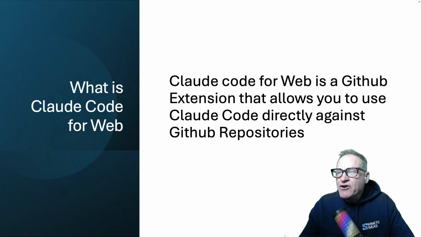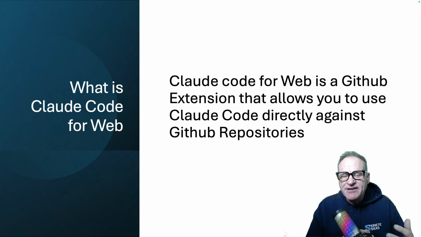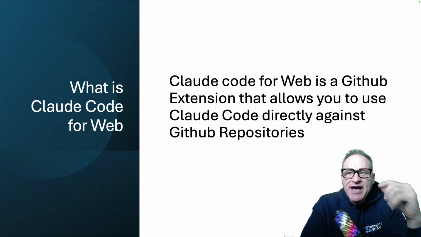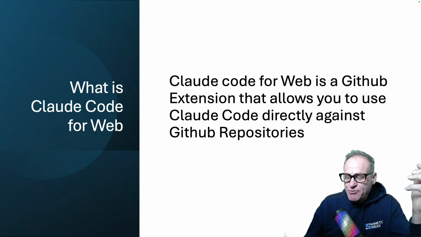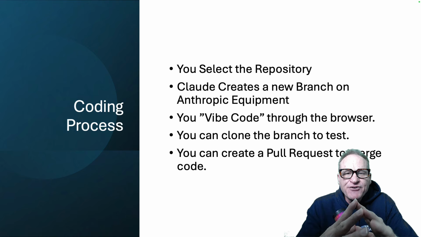So the way it works is Claude Code for Web is basically a GitHub extension. It's an application that you install into GitHub, and then you can go to the Claude website and execute prompts against the GitHub repository. As you're executing the prompts against the repository, it's going to create a new branch. So the overall process is you select the repository that you want to work on.